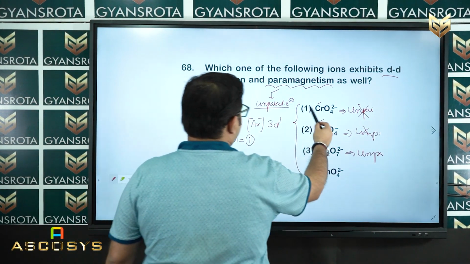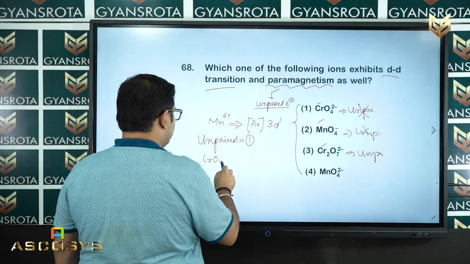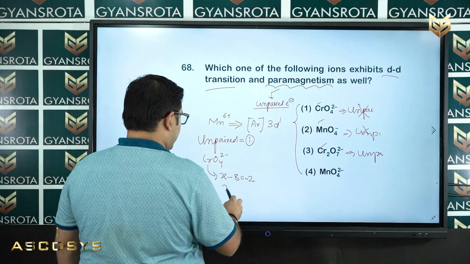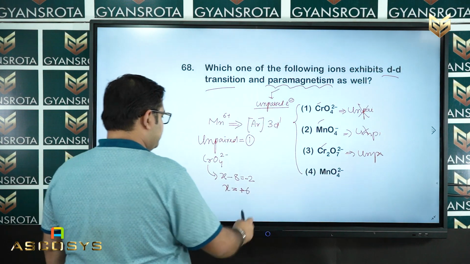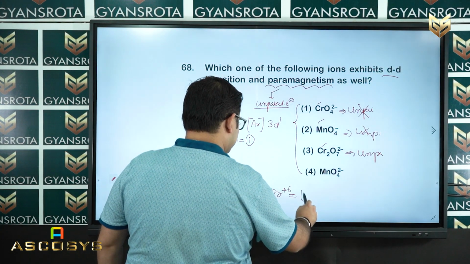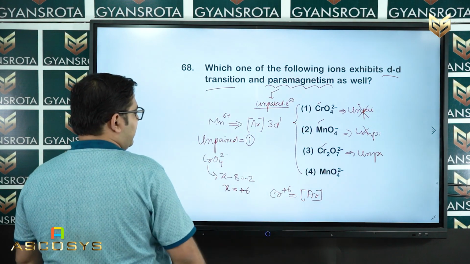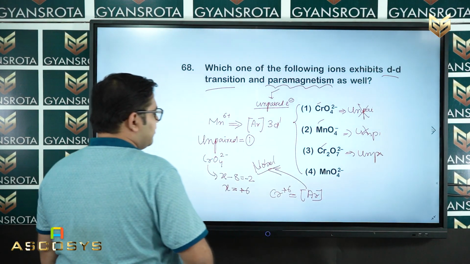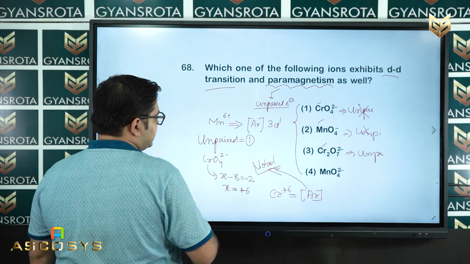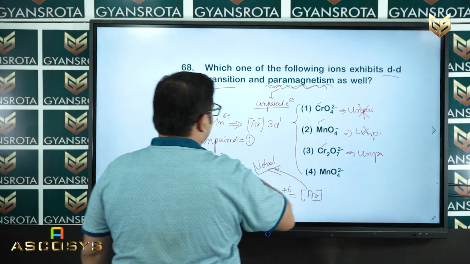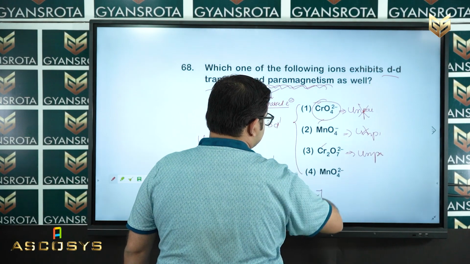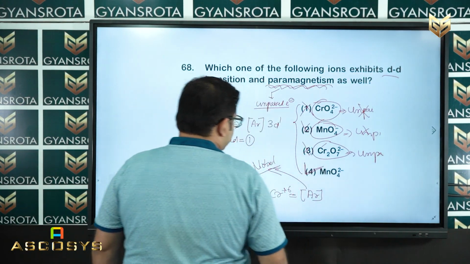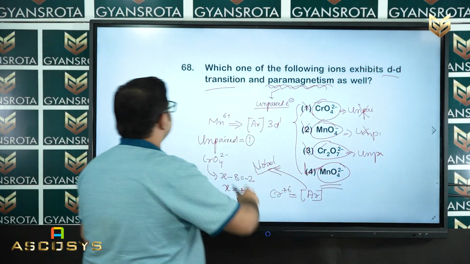Okay, I will show you one thing from this one, CrO4 2 minus. How do we find the oxidation state? Again X minus 8 is equal to minus 2 and X is equal to plus 6. Now, chromium plus 6 has an electronic configuration similar to argon, and we know argon is a noble gas. In a noble gas all orbitals are filled, so it does not have any unpaired electrons. If unpaired electrons are not there, they do not show any paramagnetism. That is why the first option, the third option and the second option are neglected, and only one option is left, that is option number 4, and this is the correct answer of question number 68.